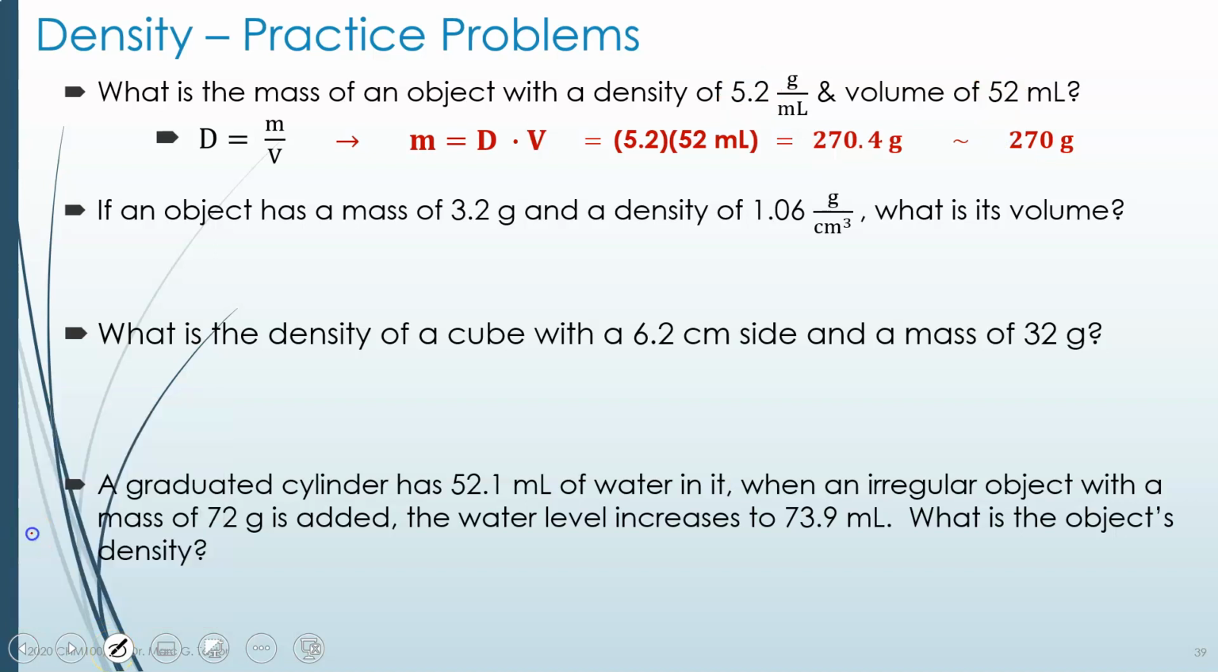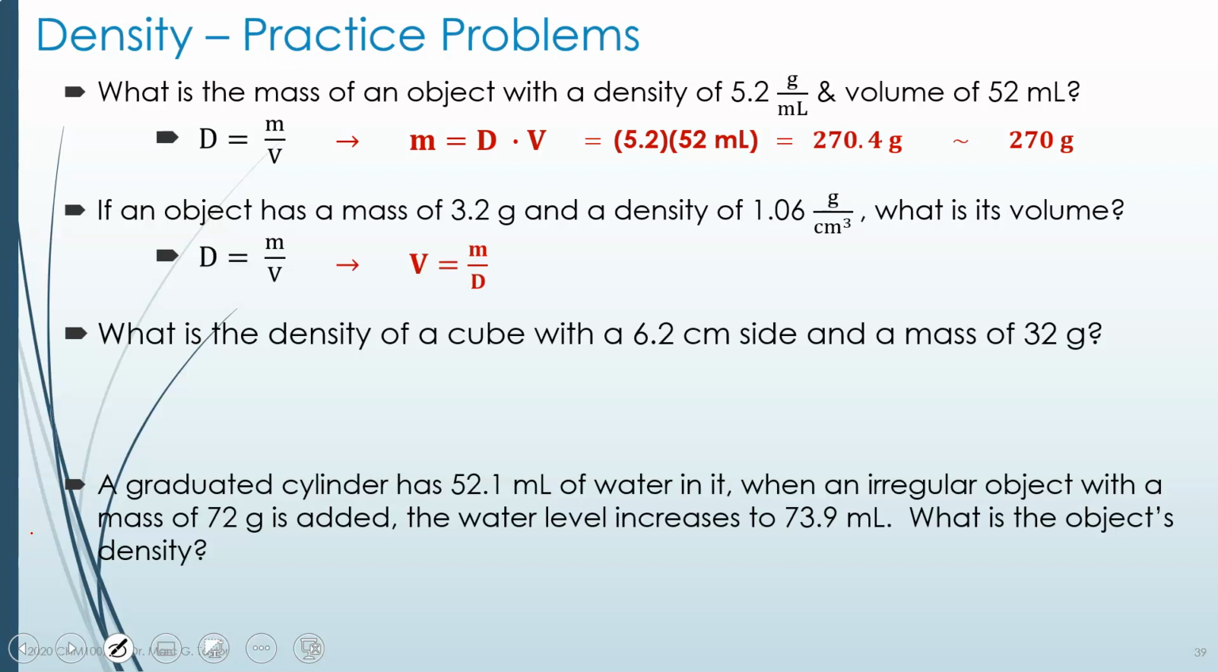figures. If we look at the next problem, we have an object with a mass of 3.2 grams, so we're given the mass, and a density of 1.06 grams per centimeter cubed. Remember, centimeter cube is the same thing as mils. What is its volume? So now we're being asked for the volume. So we have the density equals mass over volume, our original equation, and now we're solving for volume. So we have to rearrange this.